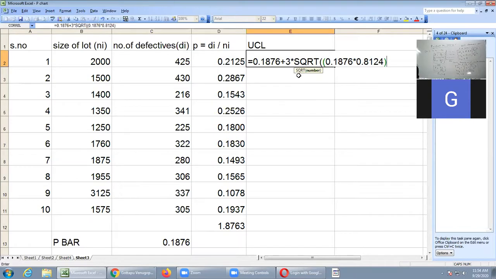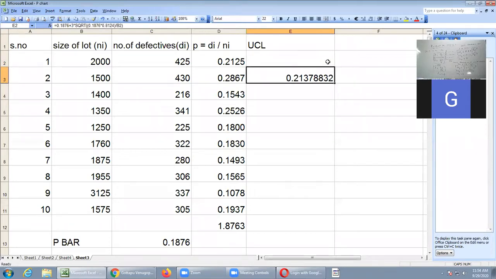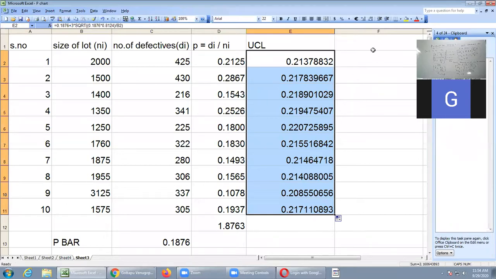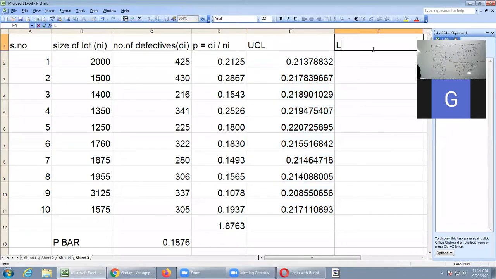Divided by NI values are changing. Select the first NI value, that is 2000. You have to select. Don't type. If you type, you won't get the remaining values. And then press enter, and then you can drag. You will get all the UCL values. Next you will calculate LCL. Later on I will convert it to 4 places.